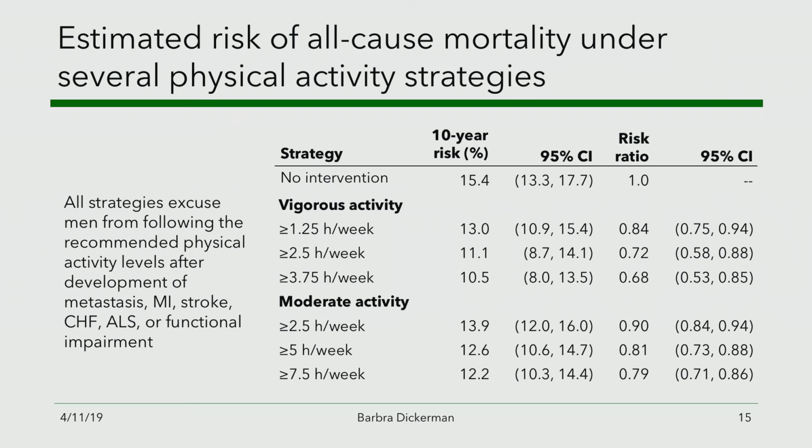We also pre-specified all of the time-varying covariates that made these strategies dynamic. So I mentioned that men were excused from following the recommended physical activity levels if they developed one of these listed conditions, metastasis, MI, stroke, etc. We pre-specified all of those. It's possible that a different dependence on a different time-varying covariate may have led to a more optimal strategy. There was a lot that remained unexplored.